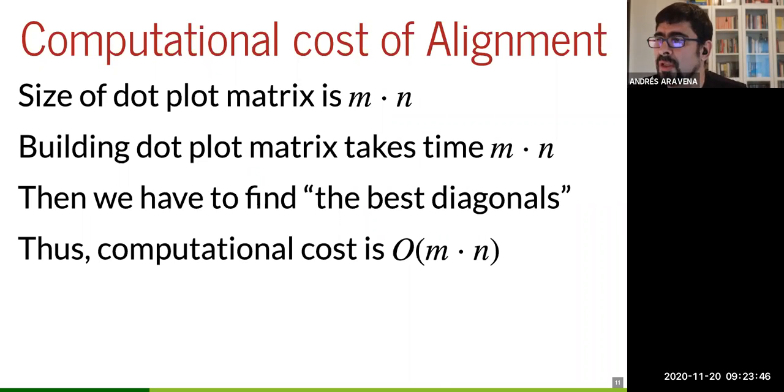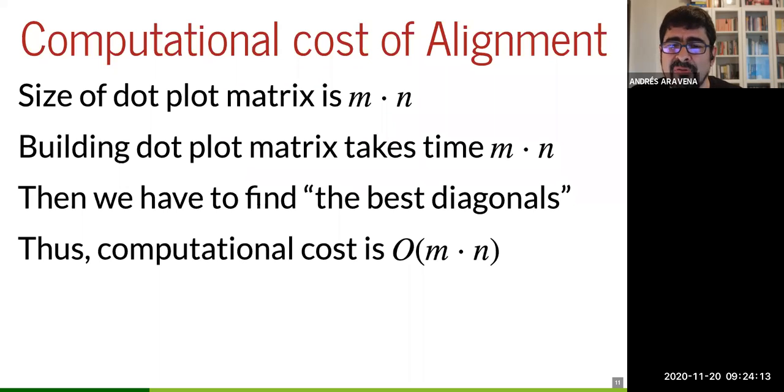We need to count how much memory we need. We need to count how much time we need. The time is essentially the number of comparisons that we do, the number of times that we take 2 letters and we compare them. Or in other words, the number of times that we look inside the Blossom matrix or the PAM matrix.